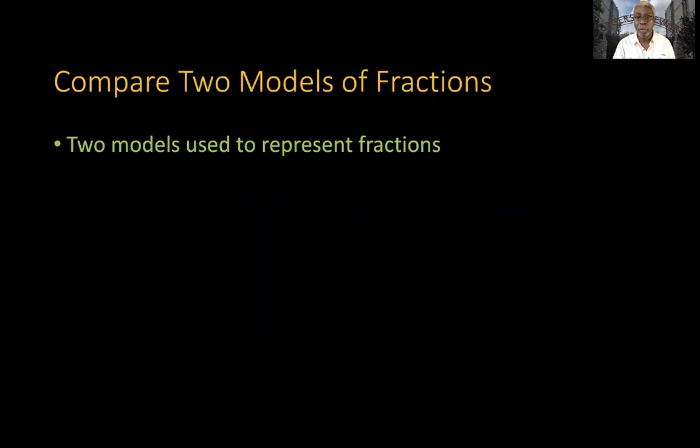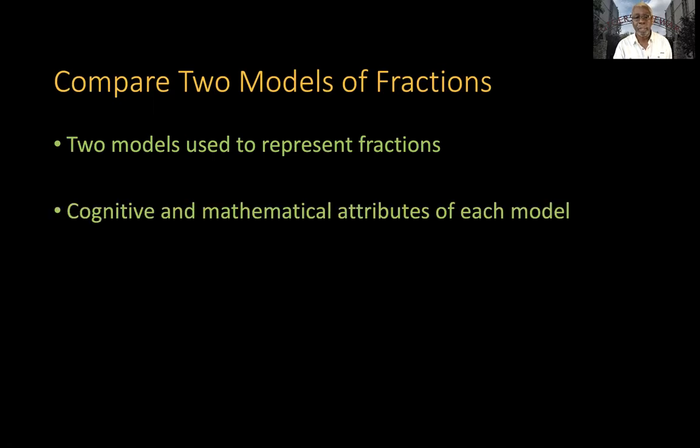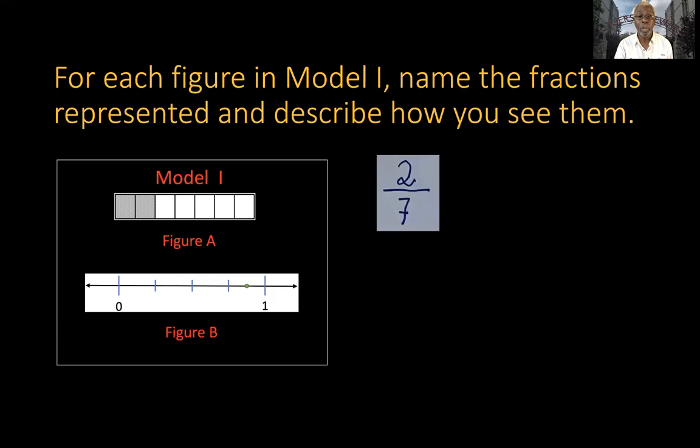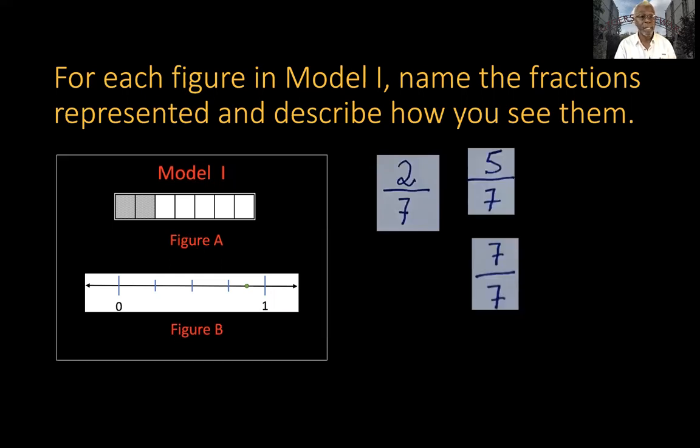So we're going to look at two different models for representing fractions and discuss the cognitive and mathematical attributes of each model. Model one, we'll notice that in figure A and B, we have single quantities. In model A, we have a region that's been subdivided into equal parts. A certain number of those parts are shaded. And the fraction represented here, we can say, is 2/7. Or we can also say that these other fractions are represented by figure A.